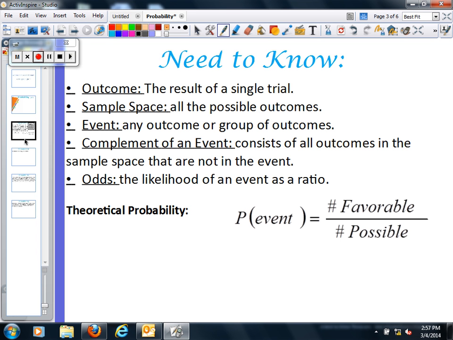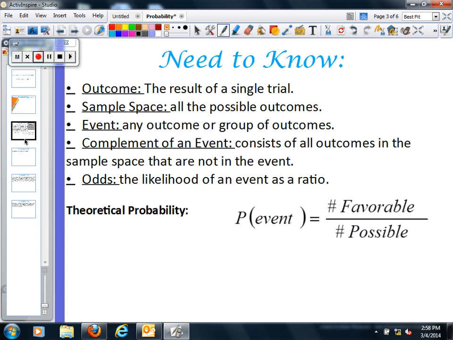You've got an outcome. An outcome is the result of a single trial. Okay? So you try something one time, whatever happens, that's the outcome. The sample space is, if I'm going to do something, whatever all possible outcomes are, that is what the sample space is. The third one is an event, and an event is any outcome or a group of outcomes.